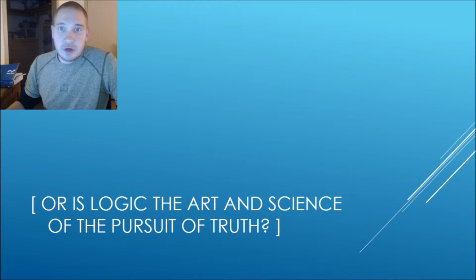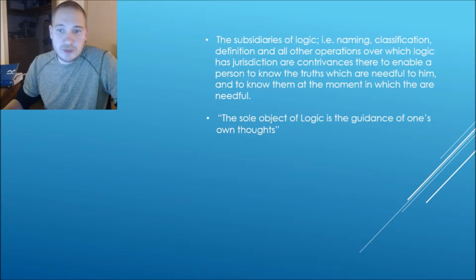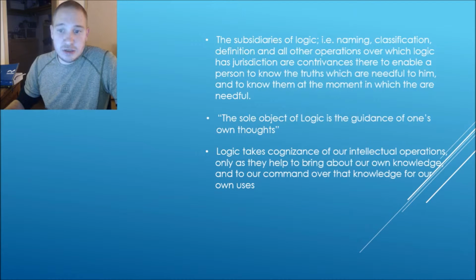Or is logic the art and science of the pursuit of truth? The subsidiaries of logic, i.e. naming, classification, definition, and all other operations over which logic has jurisdiction, are contrivances there to enable a person to know the truths which are needful to him, and to know them at the moment in which they are needful. The sole object of logic is the guidance of one's own thoughts. Logic takes cognizance of our intellectual operations only as they help to bring about our own knowledge and our command over that knowledge for our own purposes.